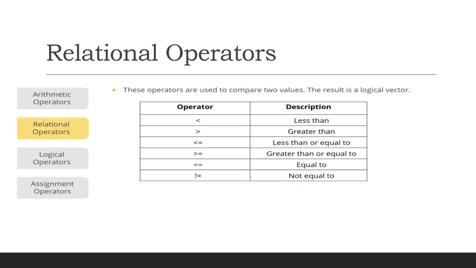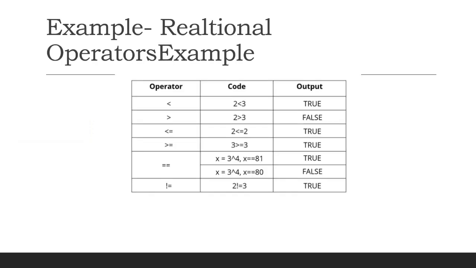The next type of operator is the relational operator. These operators are used to compare two values, so the result is a logical vector. It is the same as other programming languages: less than, greater than, less than equal to, greater than equal to and not equal to. Even the operators are the same here. This is the example. 2 is less than 3, yes, definitely it is true. 2 is greater than 3, it is false. Likewise, we can see in this example how the relational operator is working.